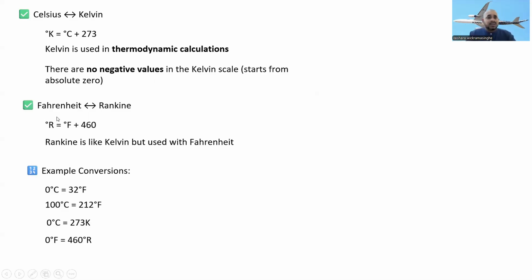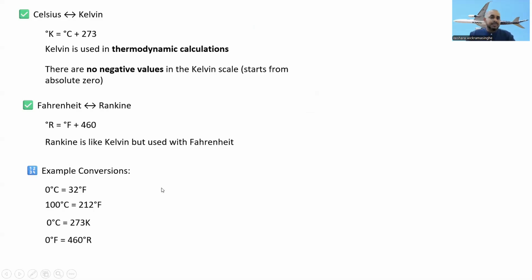Now Fahrenheit to Rankine, and Rankine to Fahrenheit. Rankine equals Fahrenheit plus 460. If you know the Celsius and need to convert to Rankine, first convert to Fahrenheit, then add 460 to get the Rankine. So Rankine is like Kelvin but used with Fahrenheit.